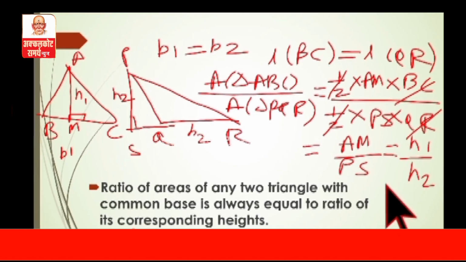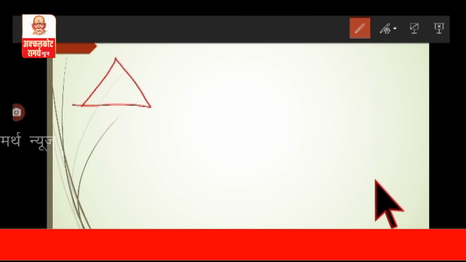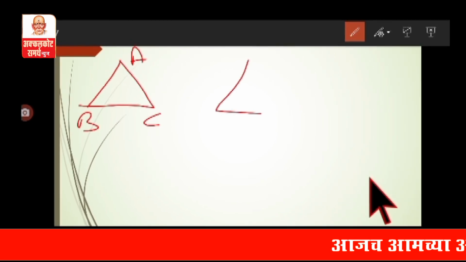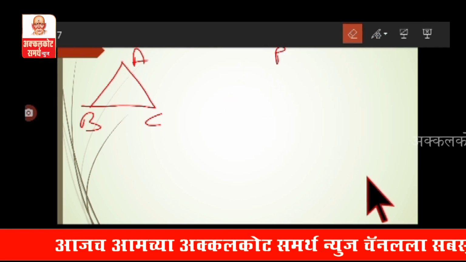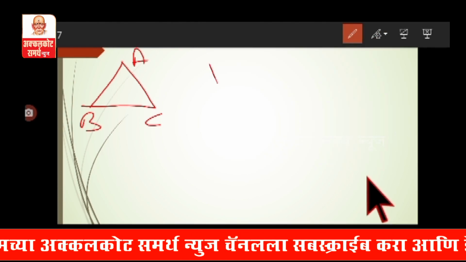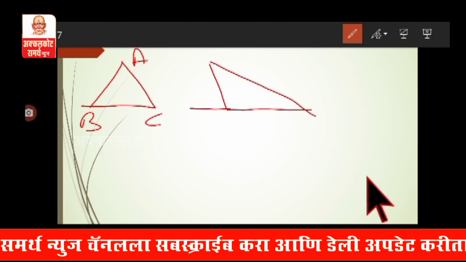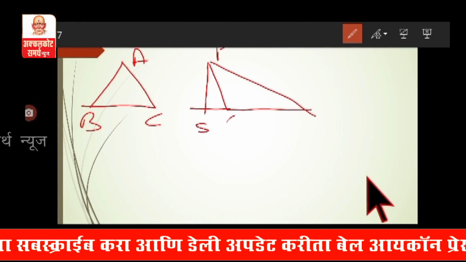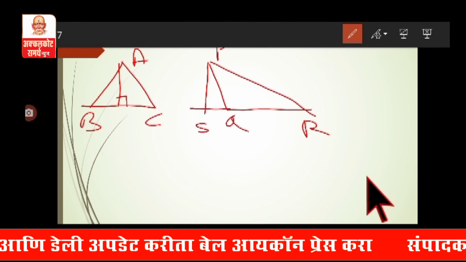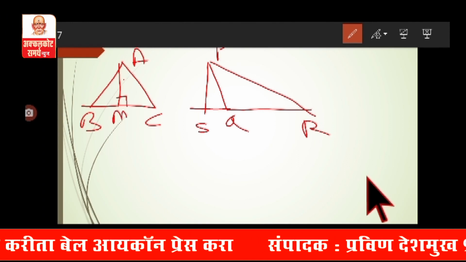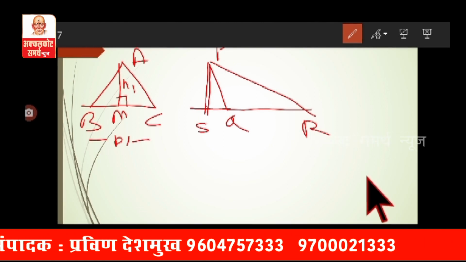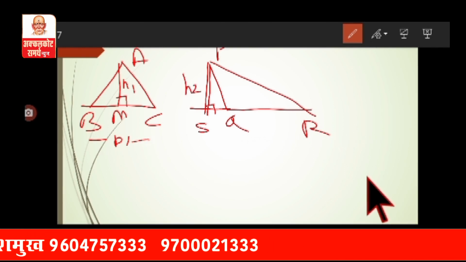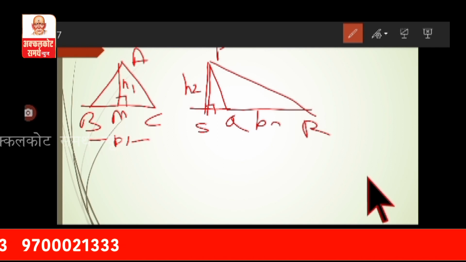More clearly, in short, I will tell you. See, we have taken two triangles ABC and P. We have taken an obtuse angle triangle, right? So that same triangle I will take here, and this is P, S, Q, R, and here we have taken M. So this is the height, BC is a base, and here this is the height H2, and this QR is the base of this triangle.